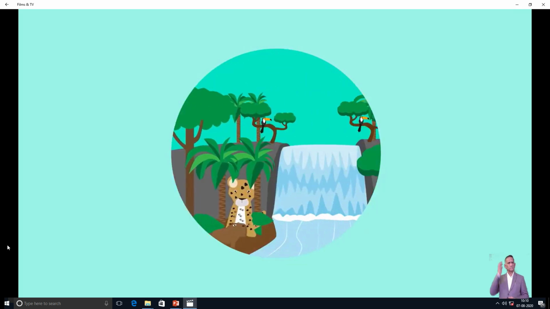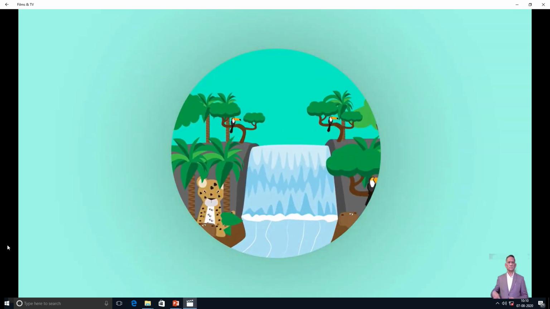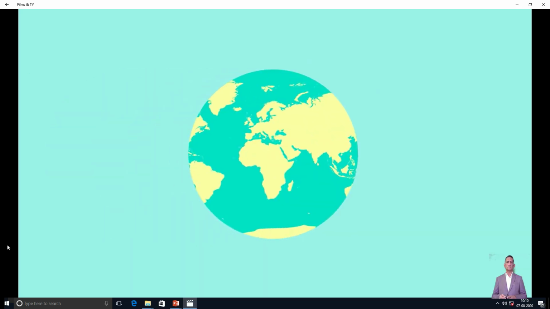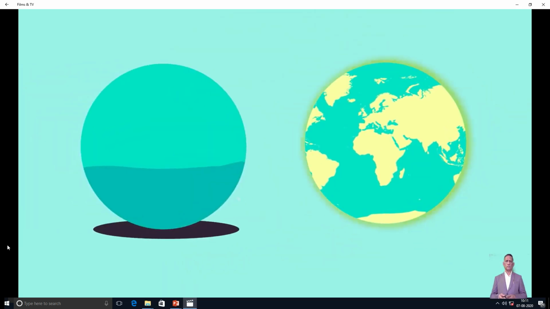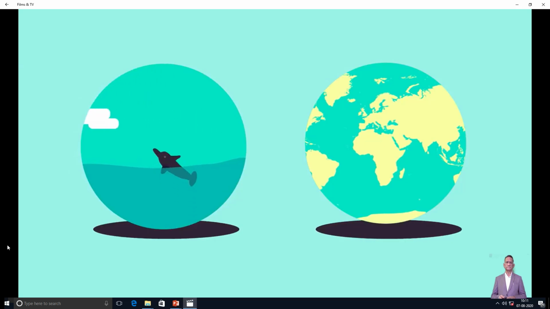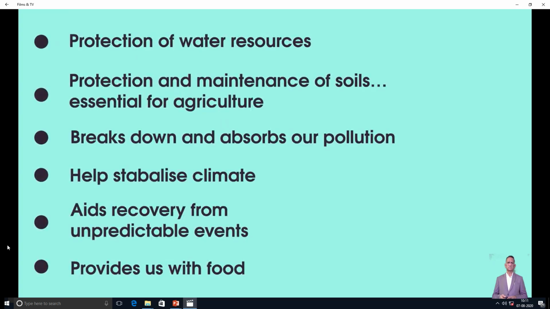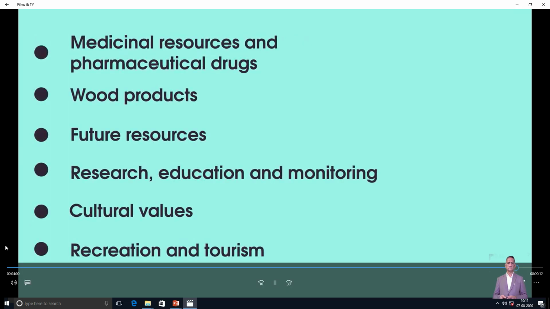A healthy and diverse ecosystem can withstand and recover from disasters. Biodiversity is an important topic that affects us all. As a global community, we need to take action to protect our biodiversity on both local and global levels. Here are just a few of the free services a healthy, biodiverse ecosystem provides us with.